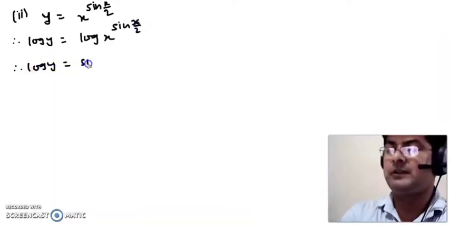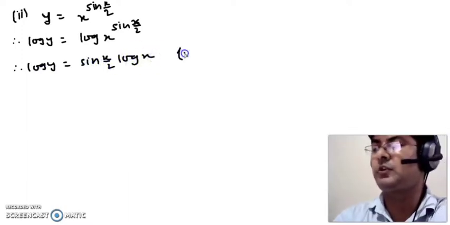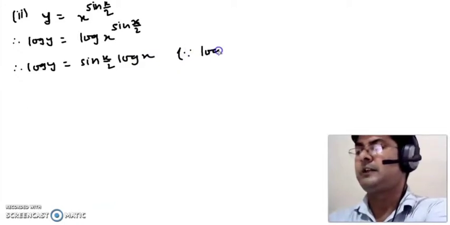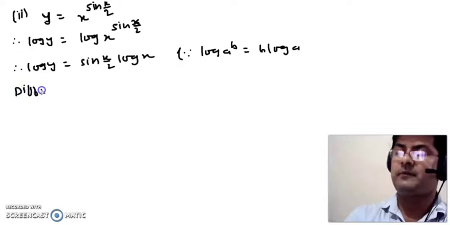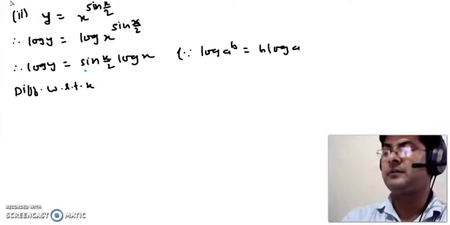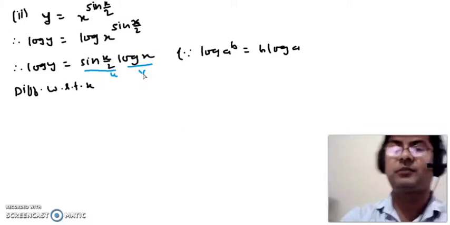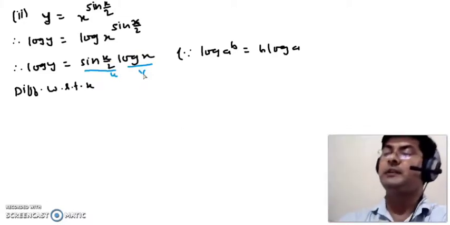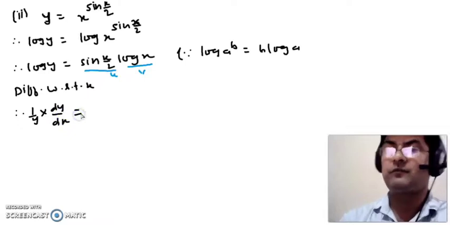Therefore log y is equal to sin(x/2) into log x, since we know that log a to the power b is equal to b log a. Now differentiating with respect to x, on the right hand side we have sin(x/2), this is function u, and log x is function v. So again the product law, d by dx of uv. Yes or no?